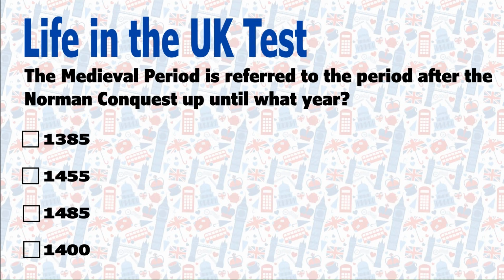The medieval period is referred to as the period after the Norman conquest up until what year? In 1385. In 1455. In 1485. In 1400. The period after the Norman conquest up until about 1485 is called the Middle Ages, or the medieval period. It was a time of almost constant war.